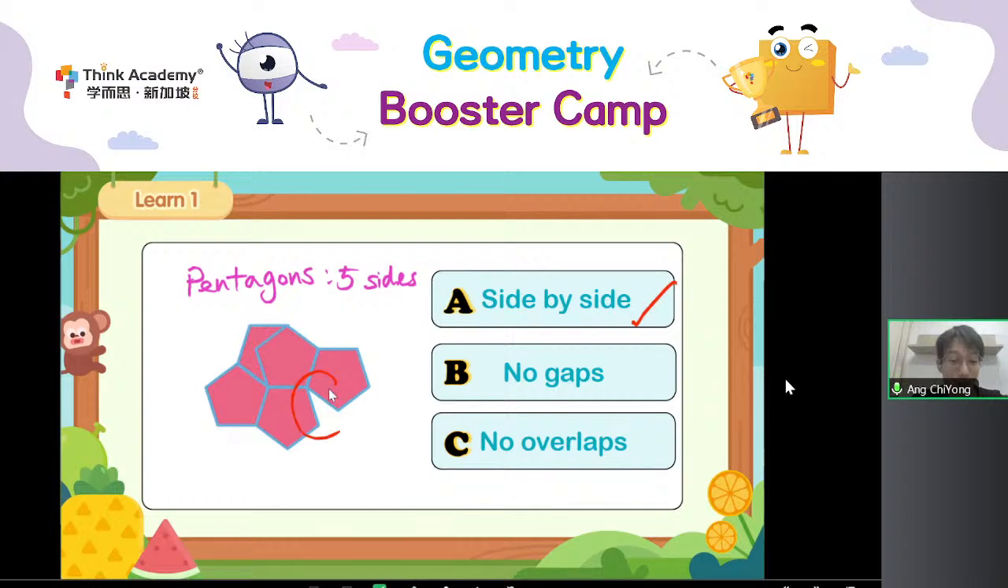Okay, no gaps. I see one gap over here. Not so good already. Now, see, no overlaps. I see an overlap. How disappointing. Look over here. Overlaps. This is another cross. Now, there's two crosses here. What does it mean? It means this is not tiling. This is not very good.